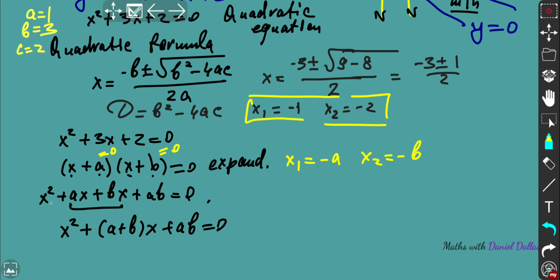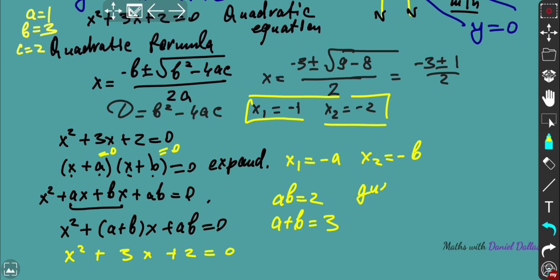So have a look here. a plus b is the coefficient before x, so you can write down your expression and compare. The product ab is going to be 2, so ab is 2, and the sum a plus b is going to be the coefficient before x, so that's why a plus b is going to be 3.